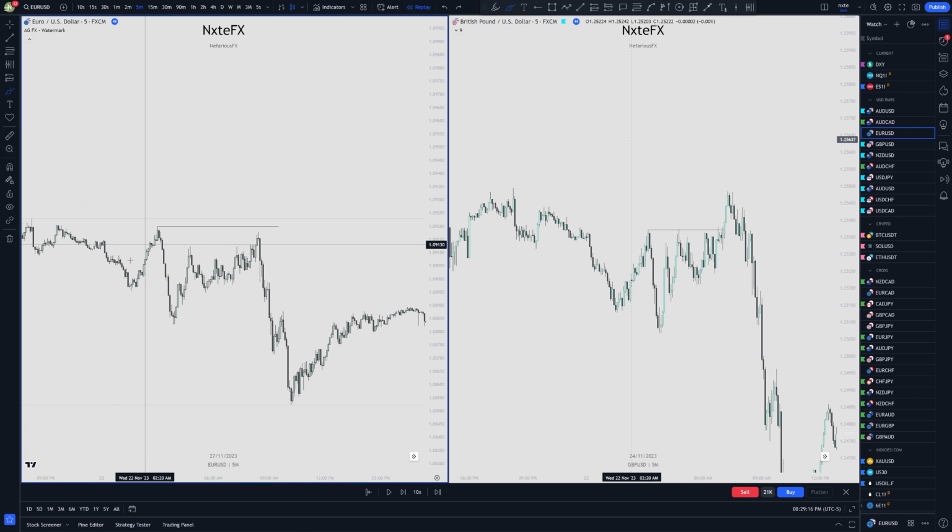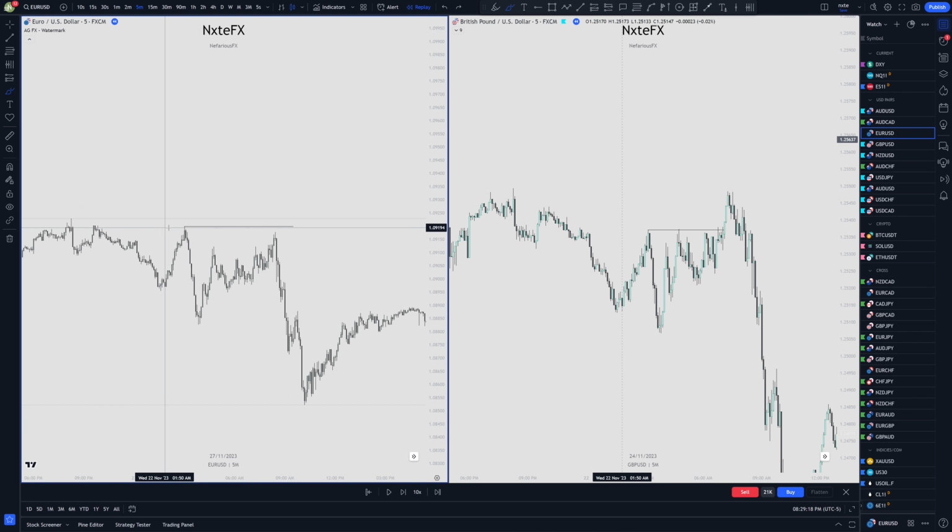You wait, you wait. On Euro, you're waiting for this high to get swept. It never gets swept, so you never get a trade. Or you still think of that as a draw on liquidity. You're taking longs to that high, and it never reaches there, and you take losses.